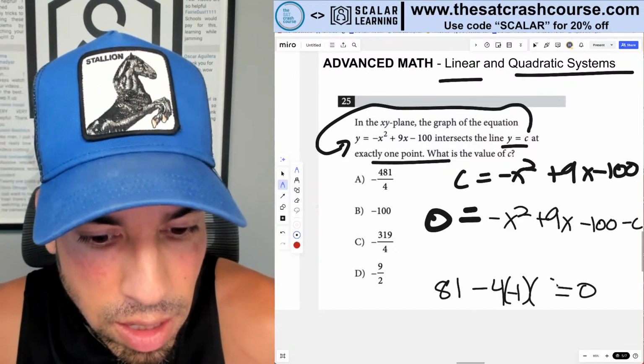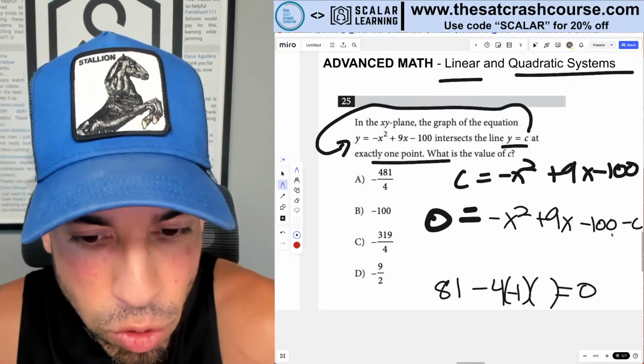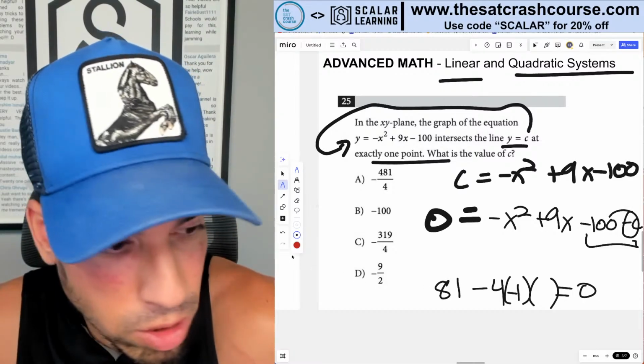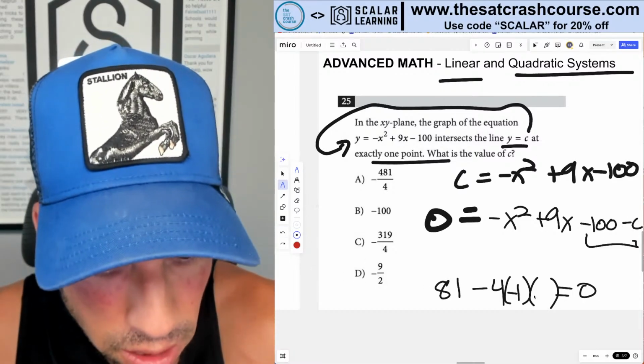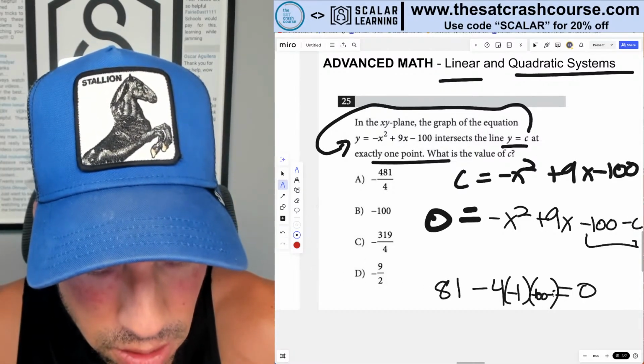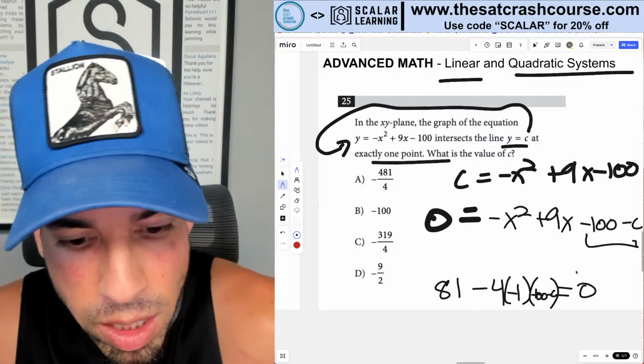And then c. Now, here's the tricky part. You might say, oh, it's just negative 100. Wrong. The actual c is also a constant, so it's negative 100 minus c. It's that full value. And now we got a beautiful equation.